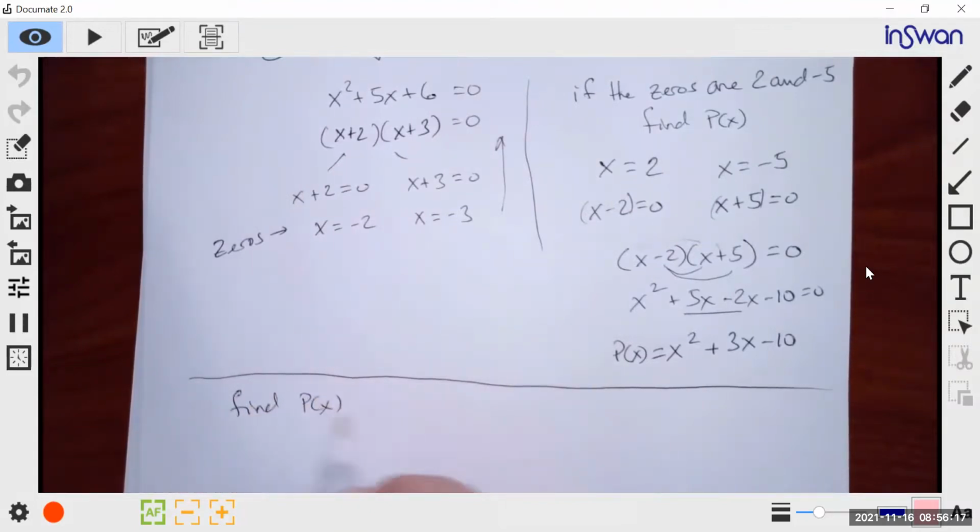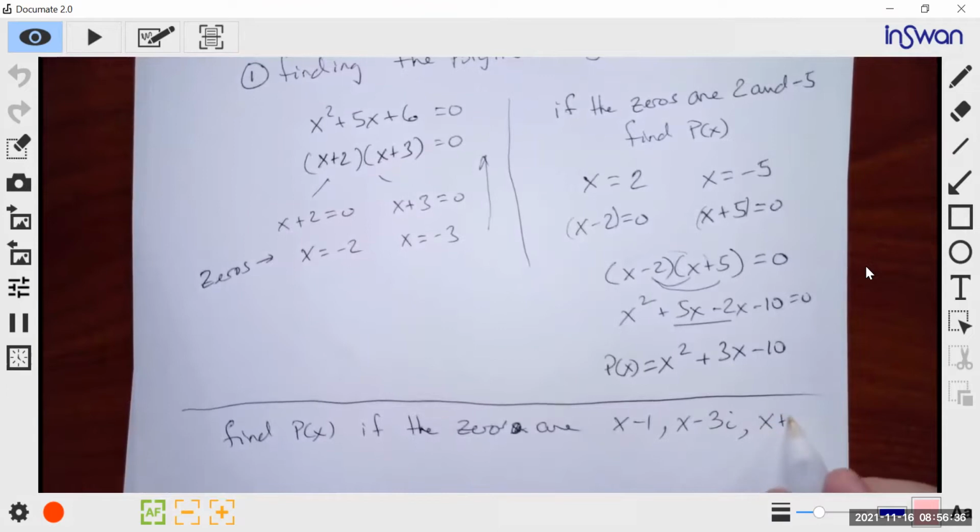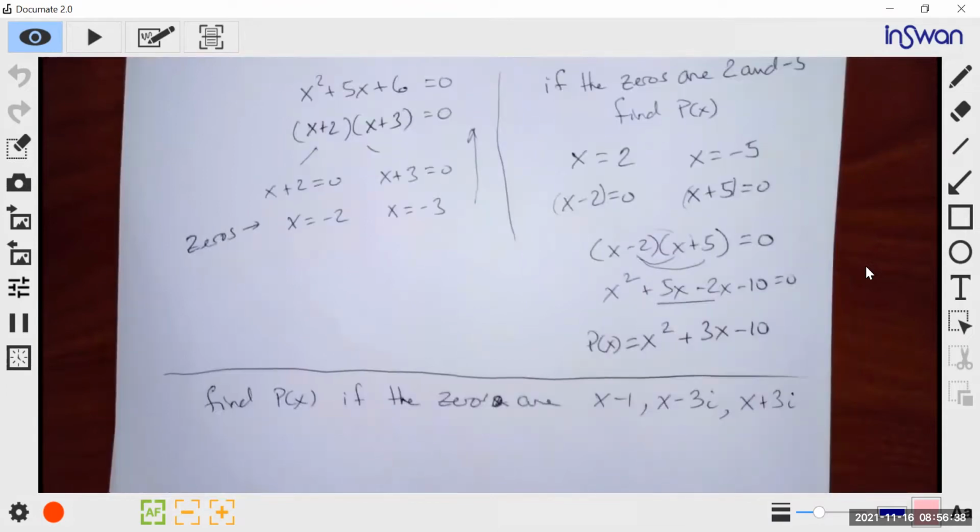Find the polynomial if the zeros are... which one do I use? x minus 1, x minus 3i, x plus 3i.